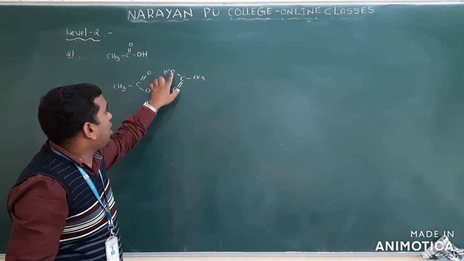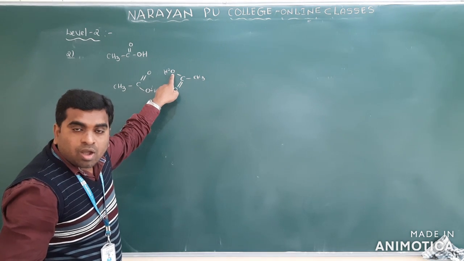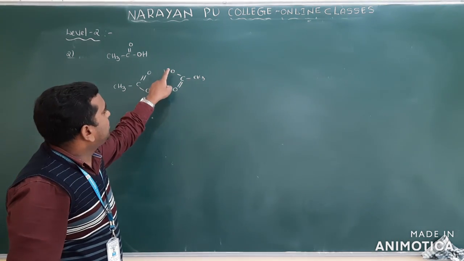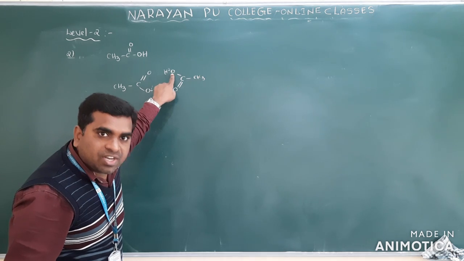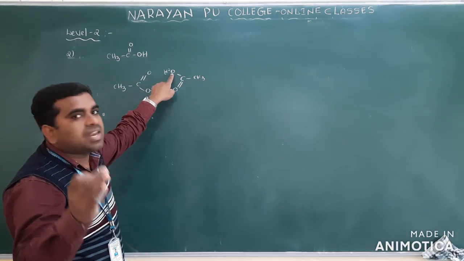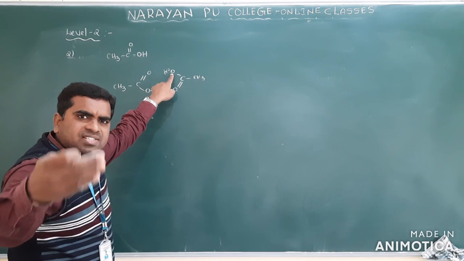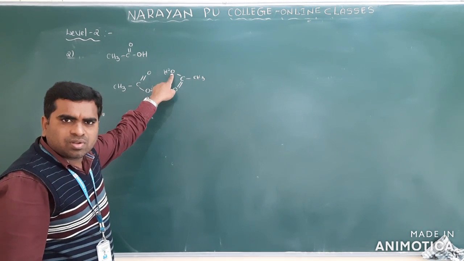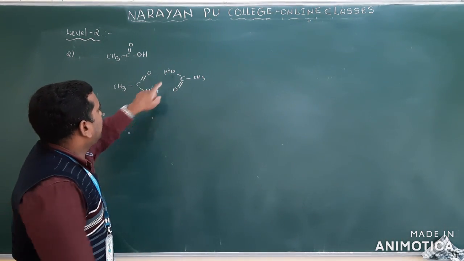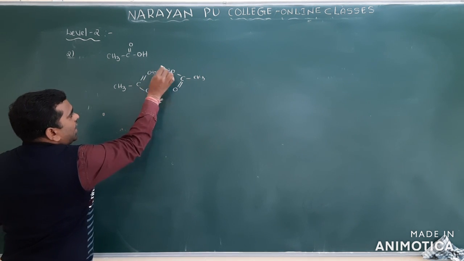But this hydrogen should be attached to the highly electronegative atom only. All hydrogens will not participate in hydrogen bonding. The hydrogen which is attached to a highly electronegative atom, like what? Fluorine, oxygen, nitrogen. In some cases in organic compounds, chlorine and sulfur will also come, but those are very minor. Clear? These three. So that's why between this hydrogen and the highly electronegative atom, there will be hydrogen bonding.